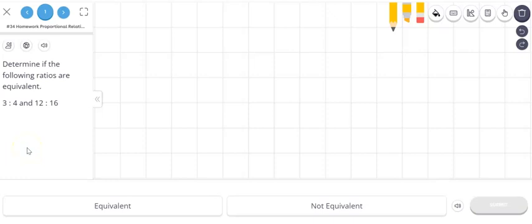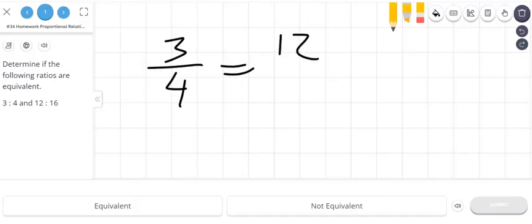This is for number 34, equivalent proportional relationship. So I just set them up as a ratio. So 3 over 4 equals 12 over 16. If it's true, then it's equivalent. If not, it's not. So an easy way to do it is just cross products.